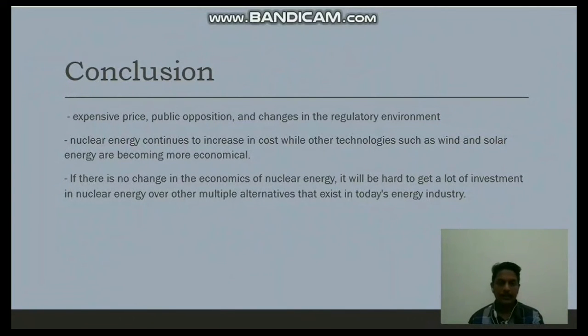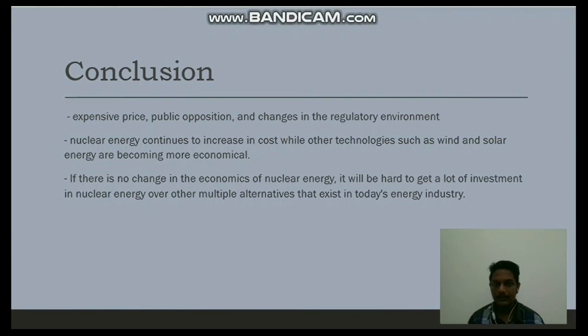As a conclusion, building a new nuclear power plant involves construction delays due to extremely expensive prices, public opposition, and changes in the regulatory environment. Moreover, nuclear energy continues to increase in cost while other technologies such as wind and solar energy are becoming more economical. This is because there is a lack of skilled workers and engineers who can install the equipment in the nuclear power industry. There is no change in the economics of nuclear energy. It will be hard to get a lot of investment in nuclear energy over the multiple alternatives that exist in today's energy industry.